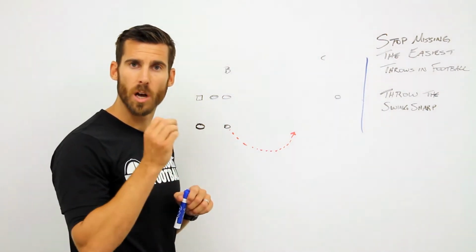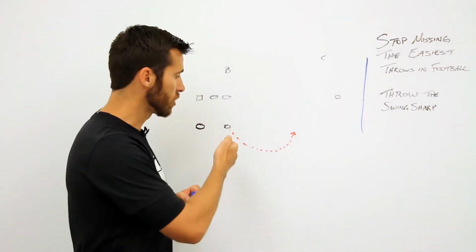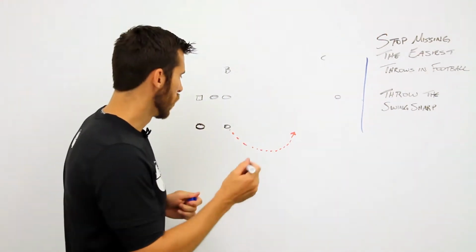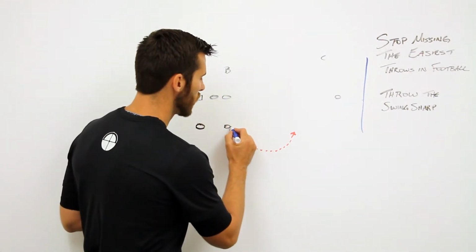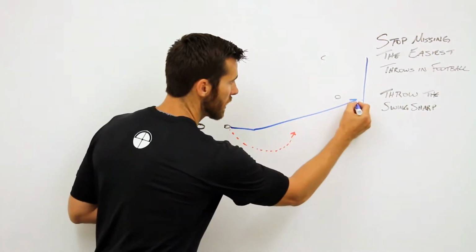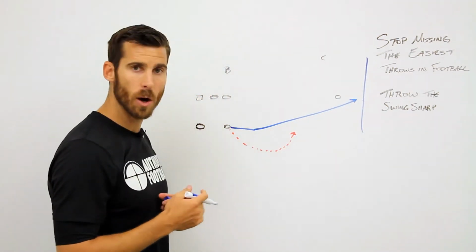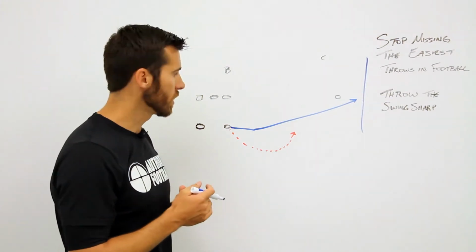How do we simplify this so it's 100% completion, so this kid can catch the ball and do something with it? Well, instead of running it round, we want to run it sharp. So we're going to run that swing sharp, and that's exactly how we draw it. That's exactly how we teach it. What does that look like?